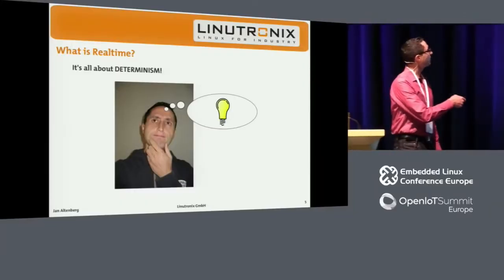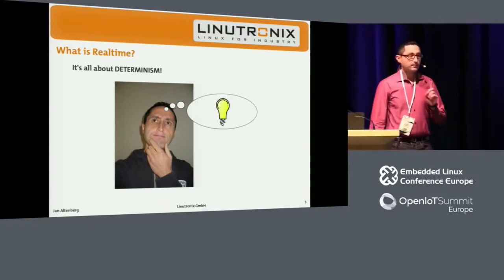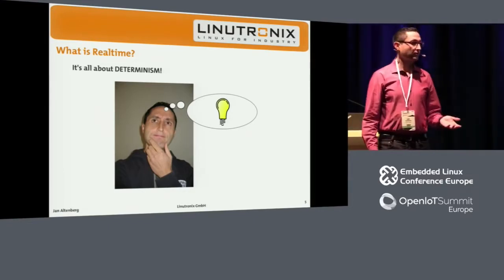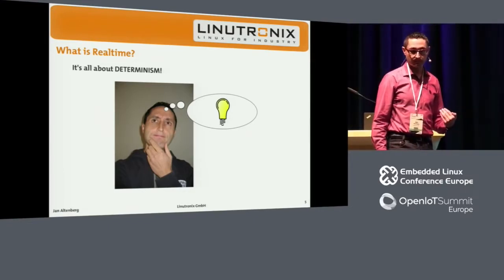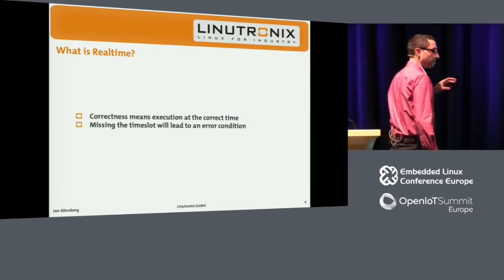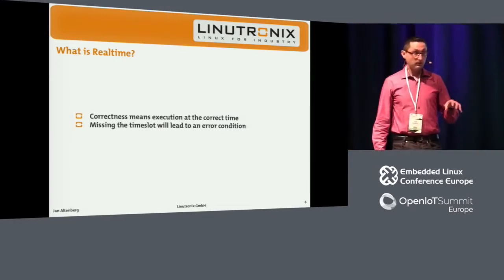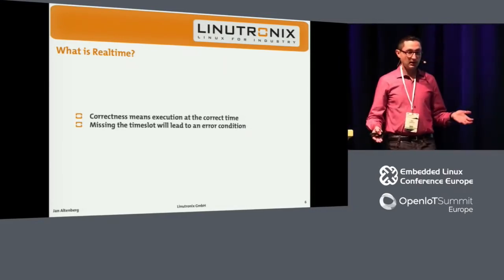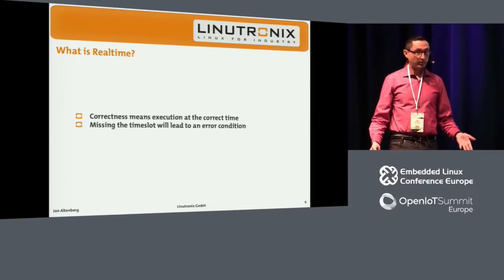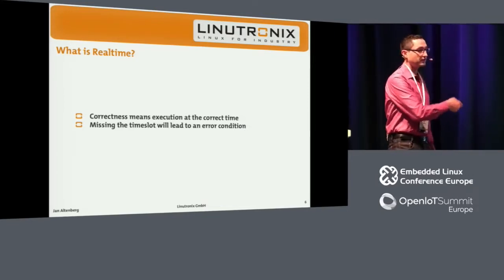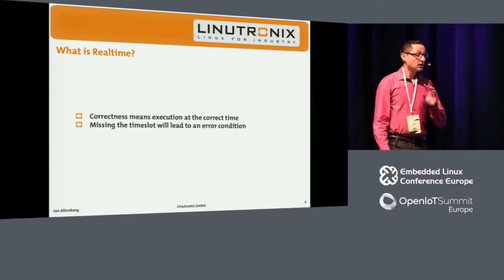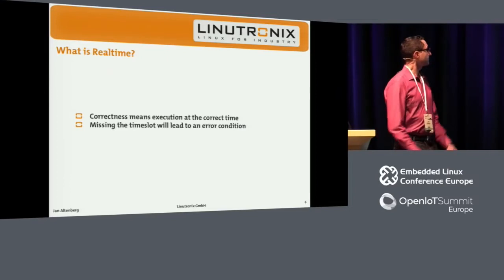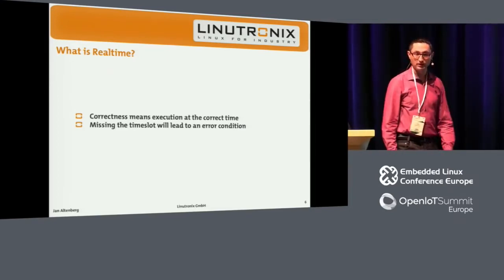So once again, we've been talking about determinism. Now, when we start talking about real-time Linux, the next question would be, who needs real-time Linux? When we talk about real-time, we have to think that the correctness of the calculation is not just based on the correctness of your algorithm, it's also based on the correct execution time. Which means if you don't do the calculation within the correct time frame, this will lead to an error condition.